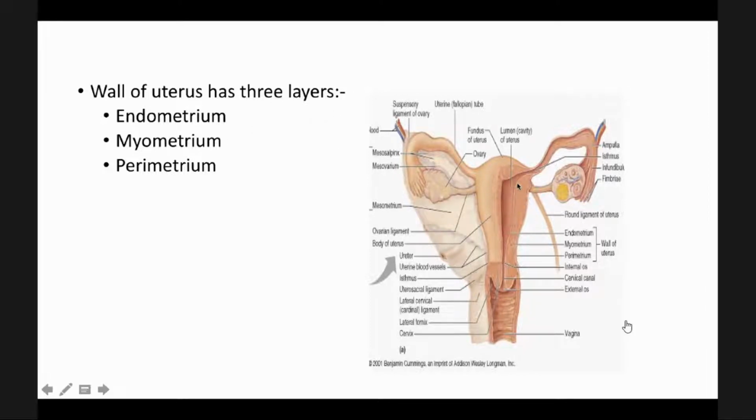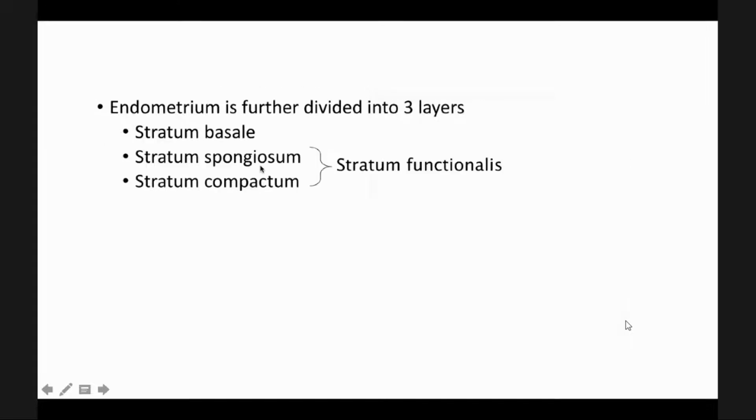Okay, it occurs in the posterior body wall of the uterus. But talking about the histological features, which layer does it attach to? Endometrium. Okay, now we'll continue with the endometrium.